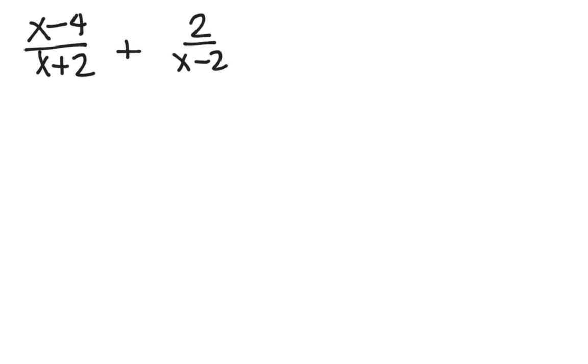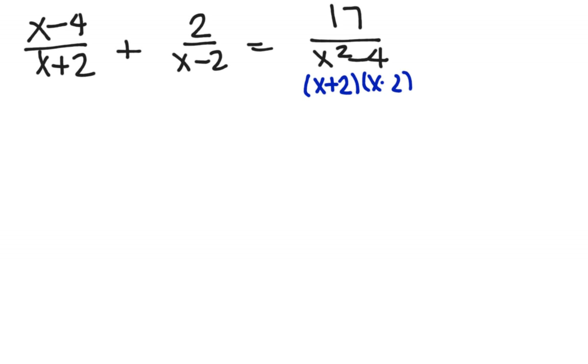Let's say I have x minus 4 over x plus 2 plus 2 over x minus 2 is equal to 17 over x squared minus 4. Now in this case, not all my denominators are factored. I need to factor the x squared minus 4 into x plus 2 times x minus 2. And I can see that my common denominator has x plus 2 in it and has x minus 2 in it. So we're going to multiply everything by x plus 2 times x minus 2.